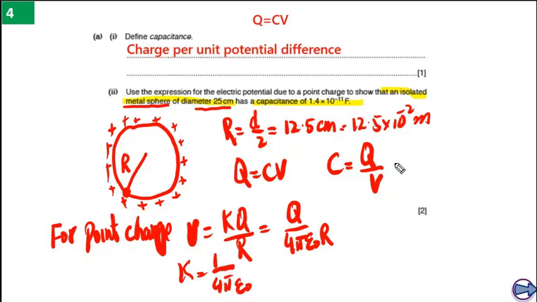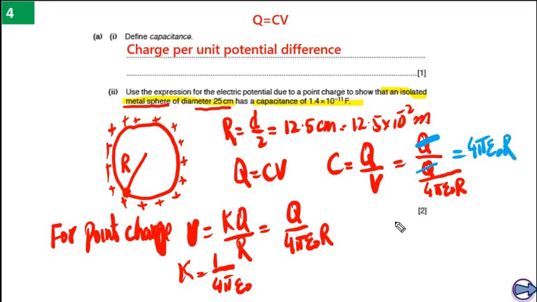Now we just need to simplify this one. As you can see, we have Q here and also we have Q in the denominator, so Q over 4 pi epsilon naught times R. So we can cancel Q with Q. So C will be equal to 4 pi epsilon naught times R. So C is equal to 4 pi epsilon naught times R.